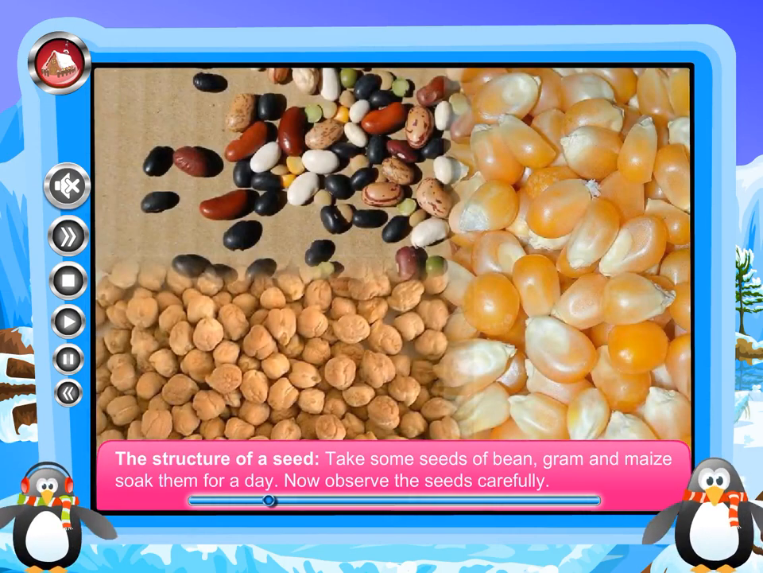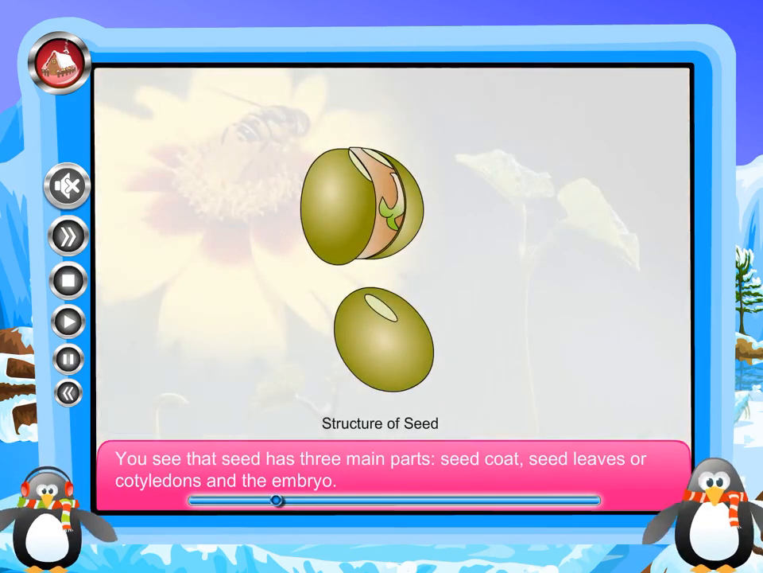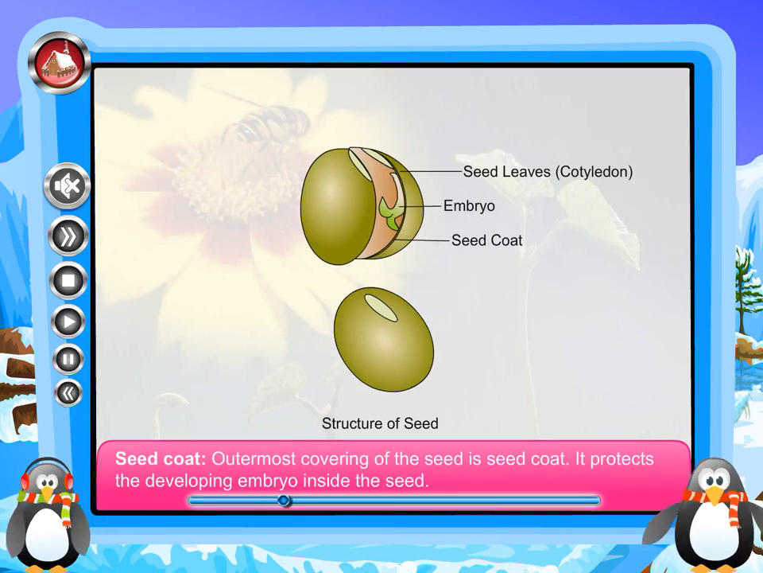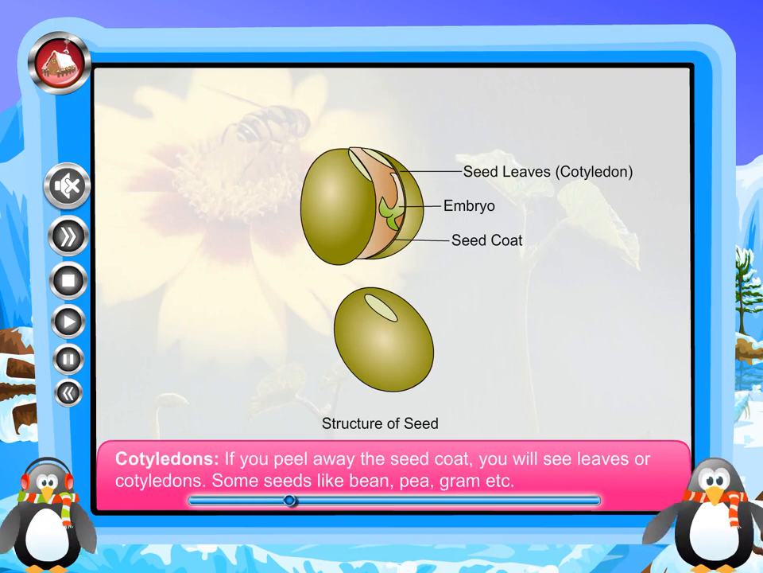The structure of a seed. Take some seeds of bean, gram, and maize. Soak them for a day. Now observe the seeds carefully. You see that seed has three main parts: seed coat, seed leaves or cotyledons, and the embryo. Seed coat. Outermost covering of the seed is seed coat. It protects the developing embryo inside the seed.